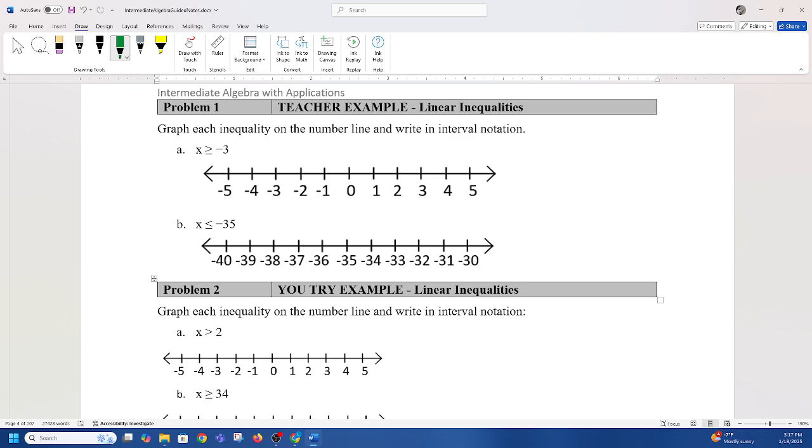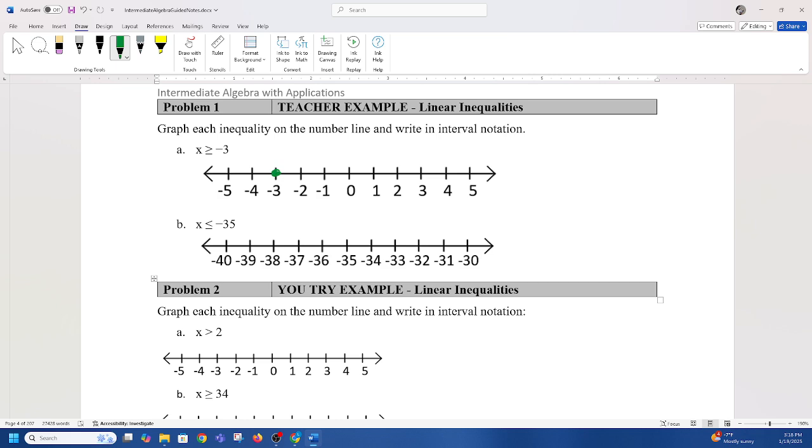Looking at part A, x is greater than or equal to -3. When we have a greater than or equal to sign, we're going to put a solid or filled in circle on the number line at the number indicated in the inequality. Next, we have to determine if the line coming from that dot goes to the left or to the right.